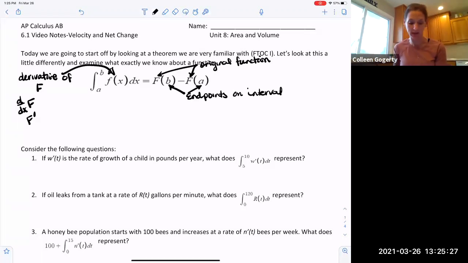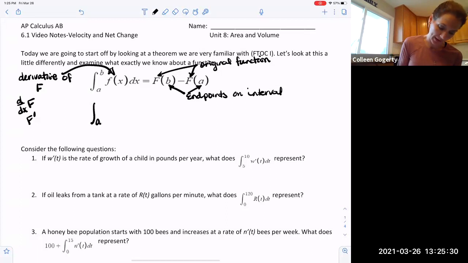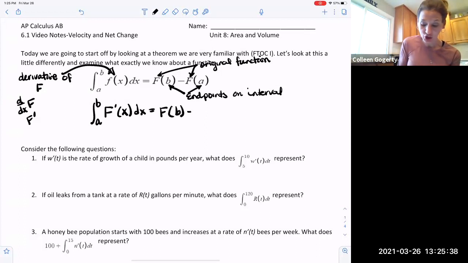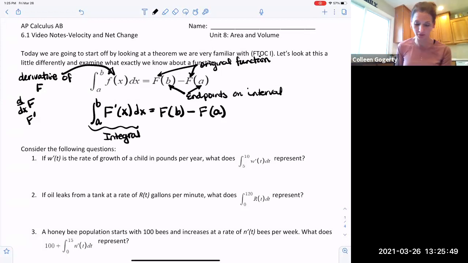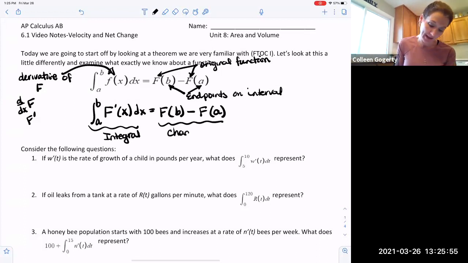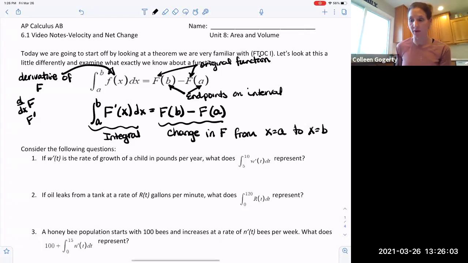Now, all that's well and good, but let's think about what we're being told then. So ultimately, we are integrating this function f, and we are finding the change from f of b to f of a. So here's our integral piece, right? Which we also know represents area under the curve, okay? And what we've got going on here is the change in f from x equals a to x equals b, okay? Now I'm gonna start highlighting this, change in, right?